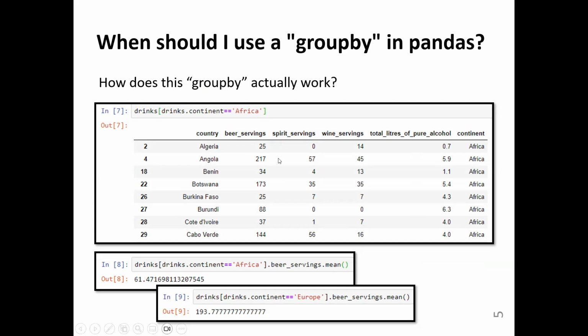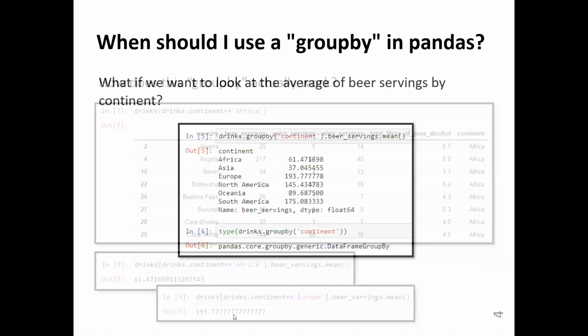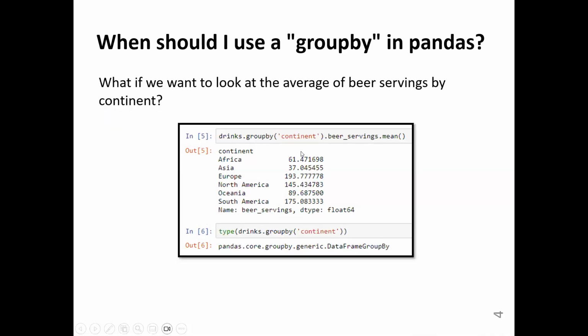We can do exactly the same thing for Europe and for the rest. And look at this one. We just say beer_servings dot mean, right? Look at the results. For Africa, we have 61. And for Europe, it is 193. And let's get back to group by. It is 61, 193, and so on, right? So it's exactly like doing what we did before, but in a simpler way.